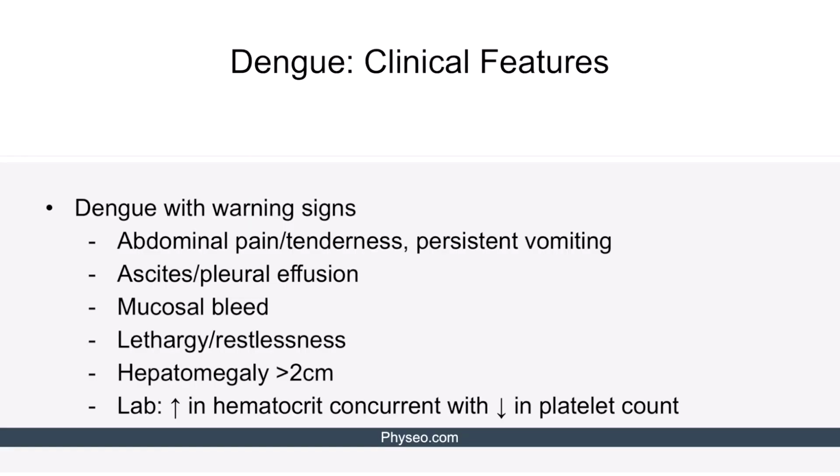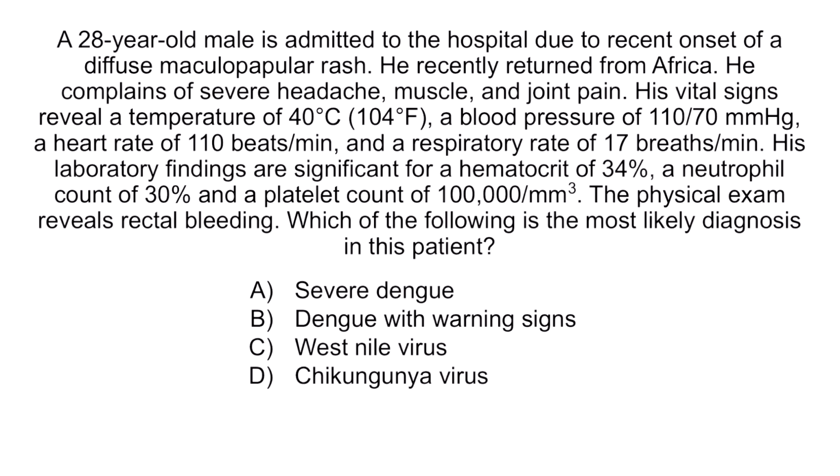Here is a slide that we discussed earlier in this lecture reminding us of the features of dengue with warning signs. Let's discuss why the other options are incorrect. Option A, severe dengue, is incorrect because it is characterized by dengue infection along with features such as severe plasma leakage, severe bleeding, or severe organ involvement, which is not present in this patient. Option C, West Nile virus, is incorrect because it is associated with encephalitis, flaccid paralysis, and Parkinsonian features rather than rectal bleeding, anemia, and thrombocytopenia. Option D, Chikungunya virus infection, is incorrect because it's less likely to cause neutropenia, thrombocytopenia, bleeding, and shock.